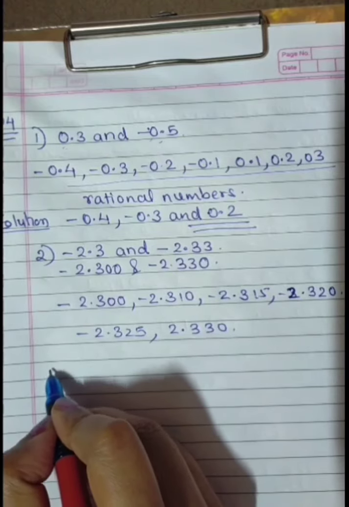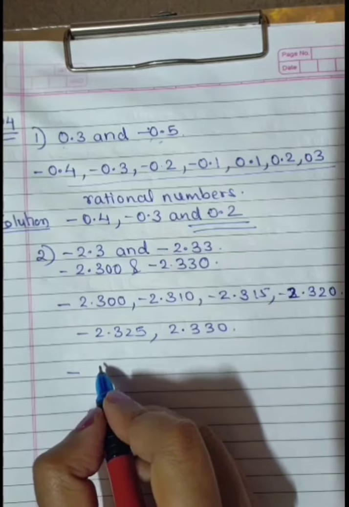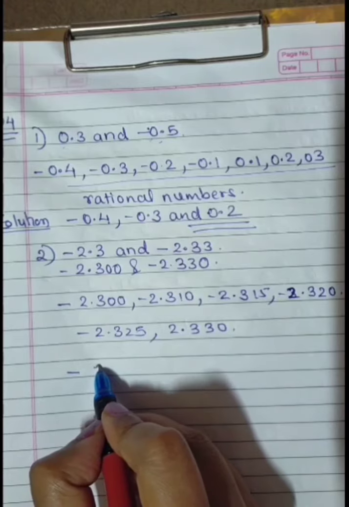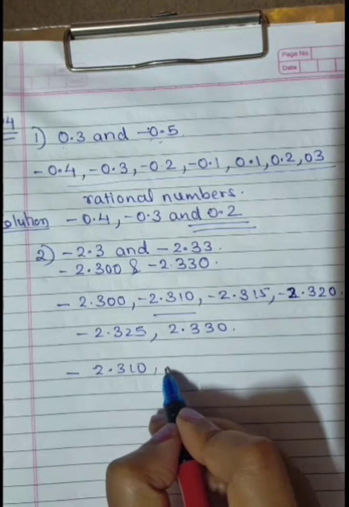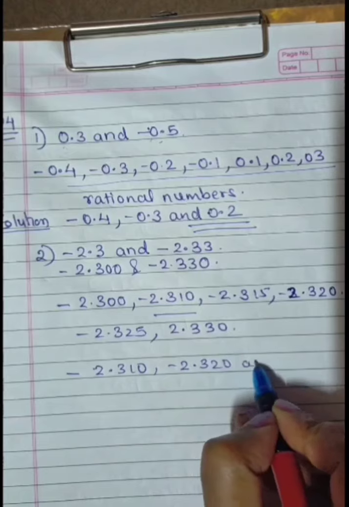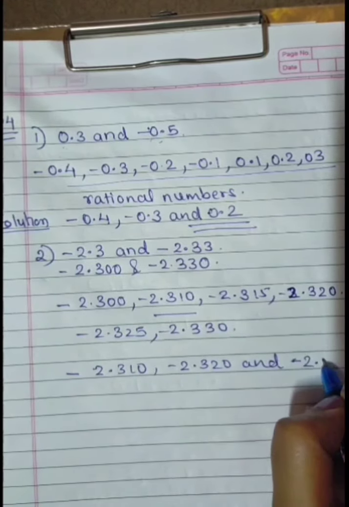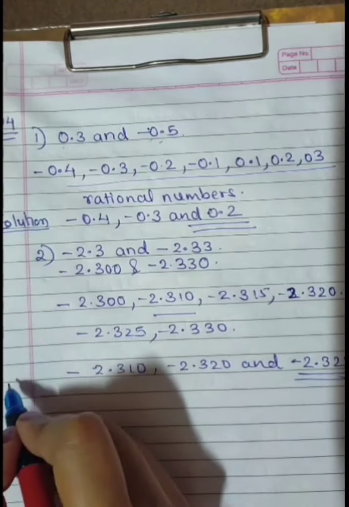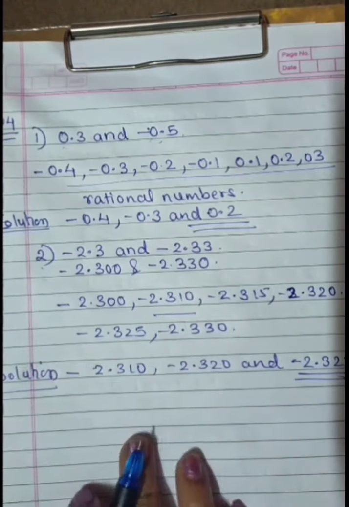For example, minus 2.310, minus 2.320 and minus 2.325. These three numbers also you can take. This is the solution of question number 2.